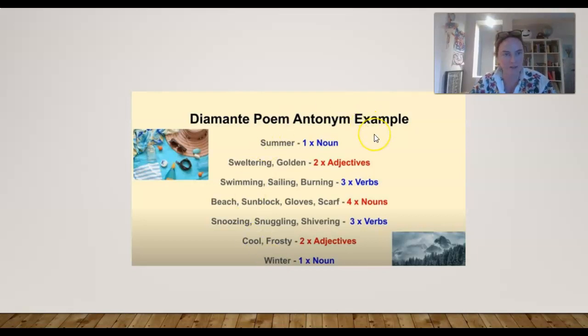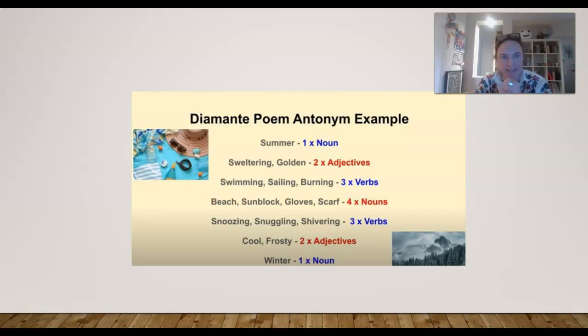So let's just quickly go over the rules. First line is a noun, second line is two adjectives, third line is three verbs, the fourth line is four nouns, the fifth line is three verbs, and the sixth line is two adjectives, and the seventh line is a noun. But who picked up on something that happened halfway through this poem?